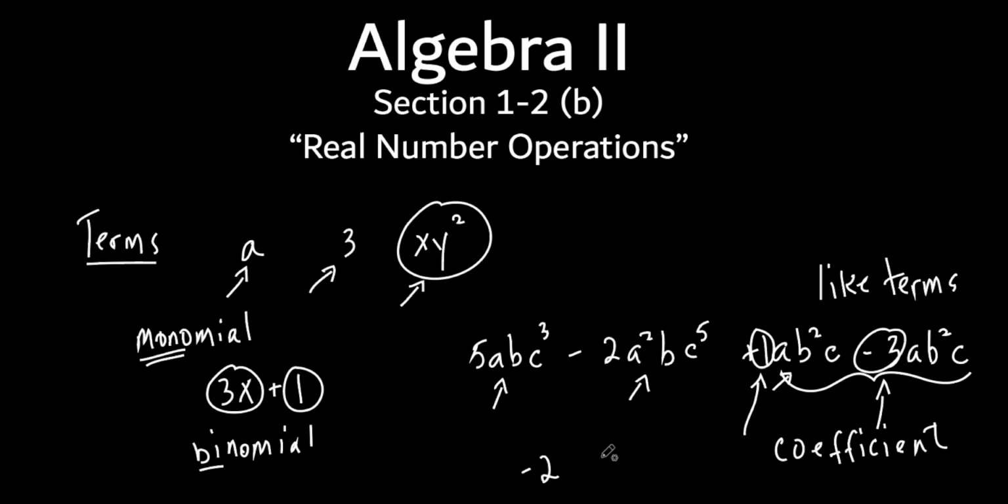Negative 2. And then what's my term? A, b squared, c. Everybody see that? So I don't really do anything with the a's, with the b squareds, or with the c's. All I do is just add the coefficient, and then you just keep the term right next to it. That's a basic Algebra 1 concept. Do you remember that? Sure.